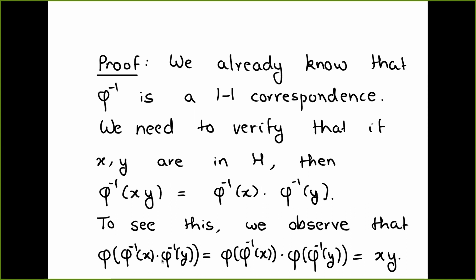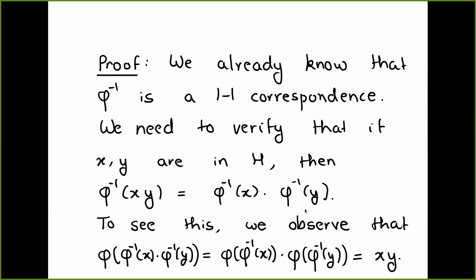So here what I'm doing is I'm multiplying the two elements phi inverse x and phi inverse y and then applying phi to them. Since phi respects the binary operation, I could actually apply phi first and then multiply later. So phi of phi inverse x times phi of phi inverse y. Phi of phi inverse x is just x, and phi of phi inverse y is just y. So this complicated looking thing, phi of phi inverse x times phi inverse y, this is just xy.